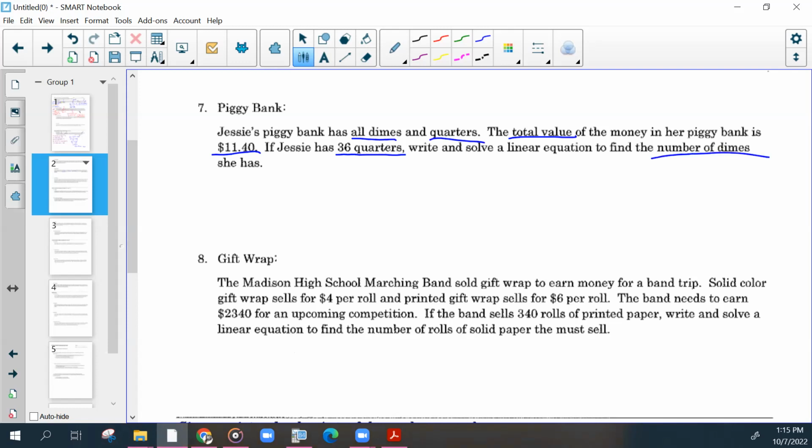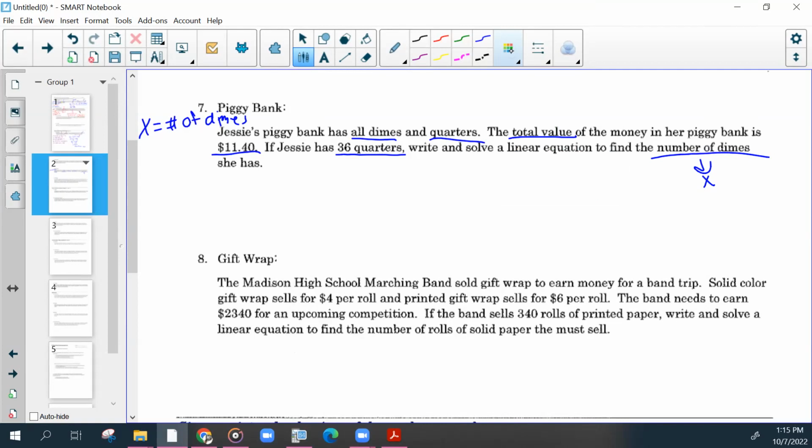So again, let's start with the question and then work through that. Number of dimes, you can call that X, you can call it Y, it doesn't matter, as long as it's one of the variables. We are not given the number of dimes, we're trying to look for that. So that's going to be our X.